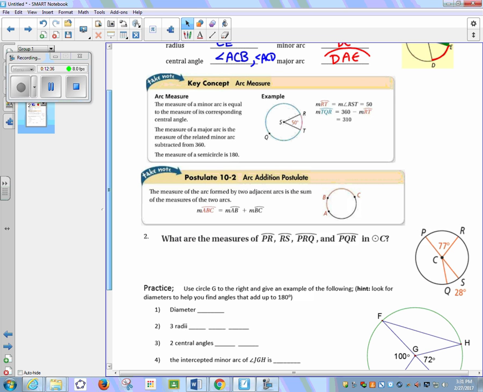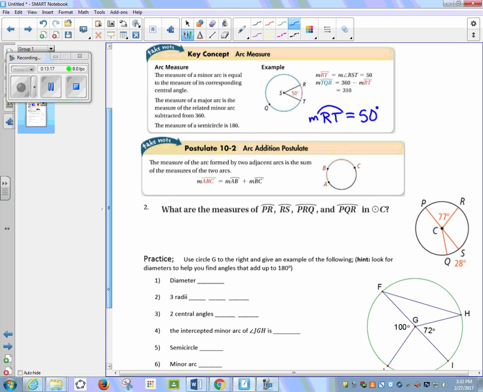And this basically says that the measure of a minor arc is equal to the measure of its corresponding central angle. So you would say that since angle RST is 50 degrees, then the measure of arc RT is also 50 degrees. It's just equal to its central angle. And it makes sense because we know there are 360 degrees around the interior, and going around this way is 360 also, right? So it's the same piece of the circle in degrees.